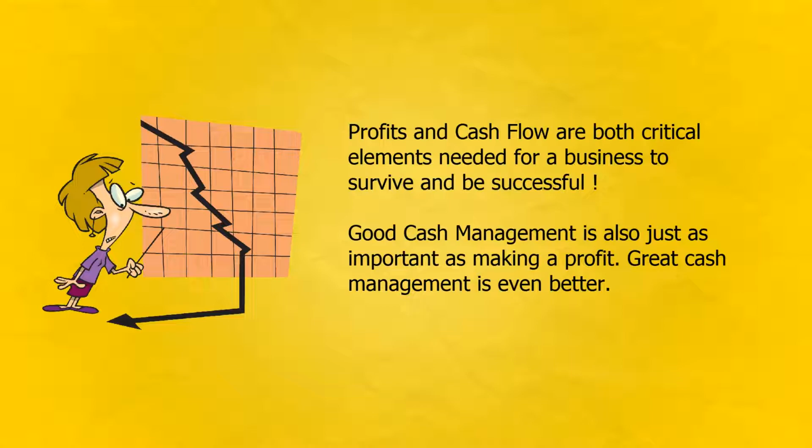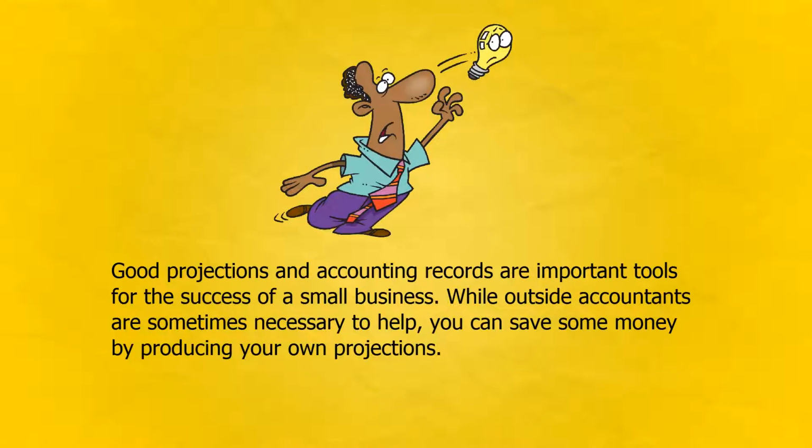Profits and cash flow are both critical elements needed for a business to survive and be successful. Good cash management is also just as important as making a profit. Great cash management is even better. Good projections and accounting records are important tools for the success of a small business. While outside accountants are sometimes necessary to help, you can save some money by producing your own projections.